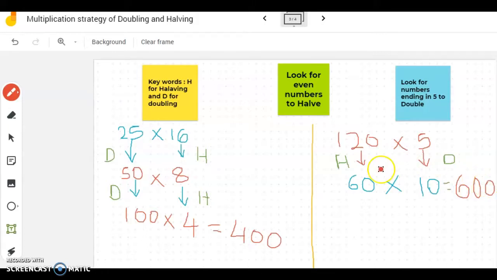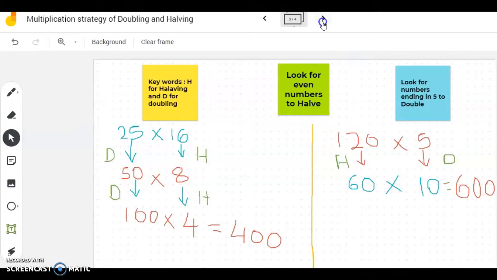Great. So anytime you are halving and doubling, you need to know that you look for even numbers to halve, like the even numbers 16 and 120, we have halved them. And look for numbers ending in 5 to double them. And the essential for doing this is to make our work easier.